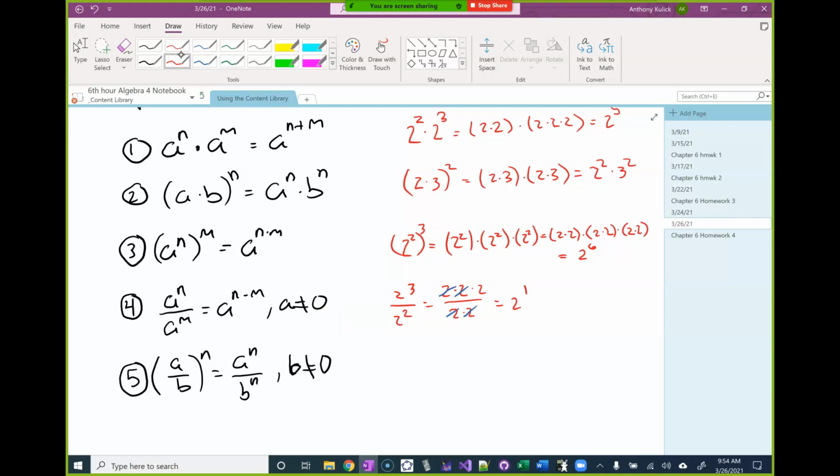So the next one is if we have the exponent of a fraction. If I have 2/3 squared, that's just 2/3 times 2/3. And when we multiply fractions, we just multiply straight across. So 2 squared over 3 squared.